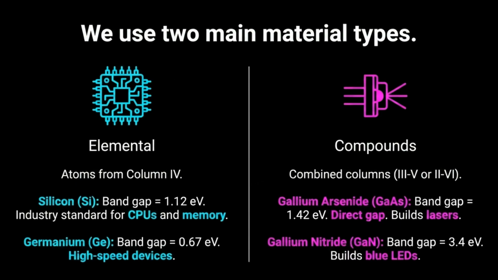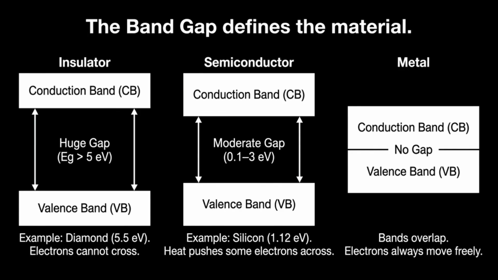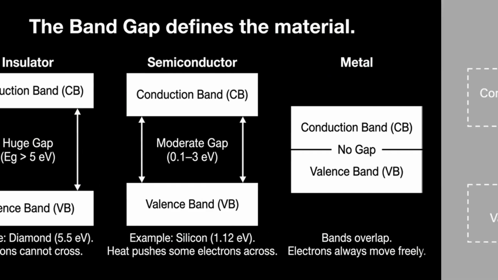We utilize two main material types: elemental semiconductors like silicon, the industry standard for computing, and compound semiconductors like gallium arsenide, which is often used for lasers. The band gap defines a material's electronic properties. While insulators have a large gap, metals have overlapping bands, allowing electrons to move freely. Semiconductors fall in the middle.